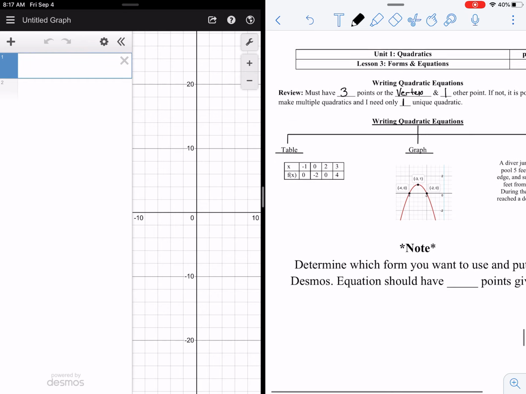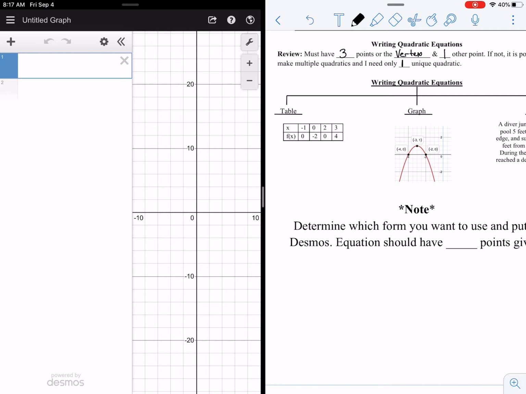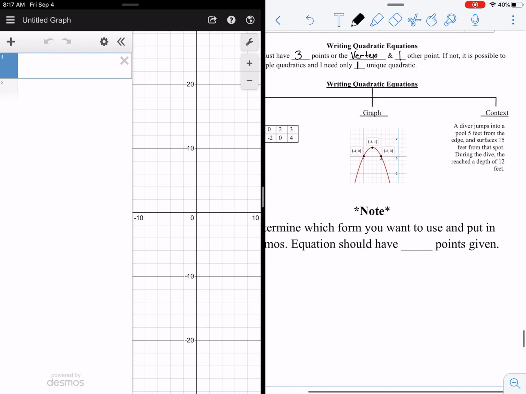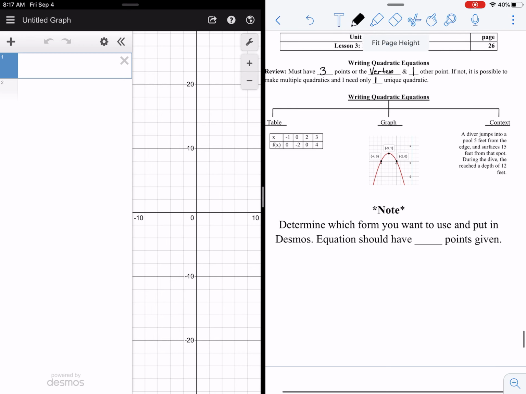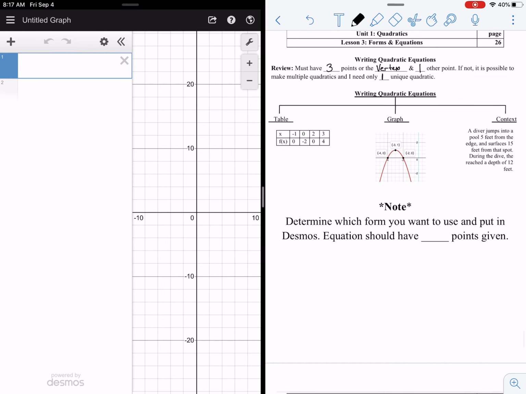Now, you can write equations by looking at tables, graphs, or even word problems. We're going to start off writing equations given a graph. I think it's the easiest. Then we'll go to table and then in context.